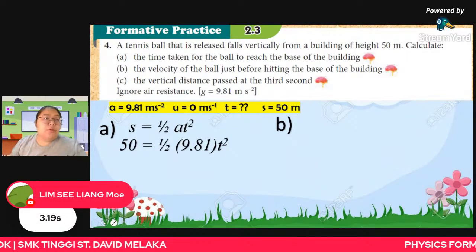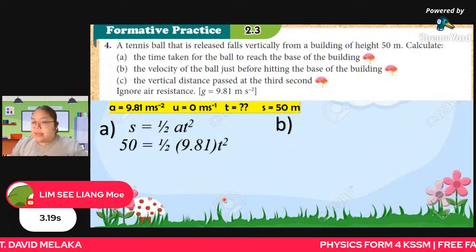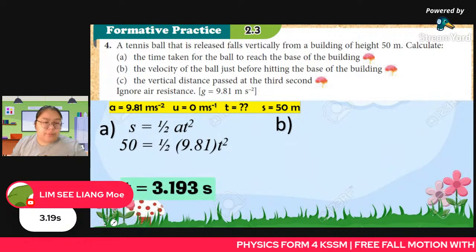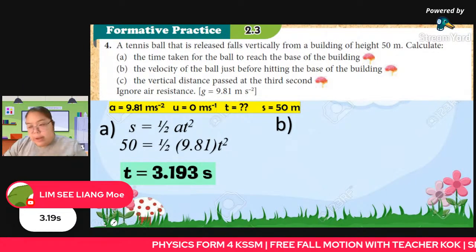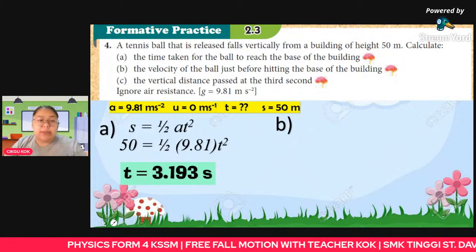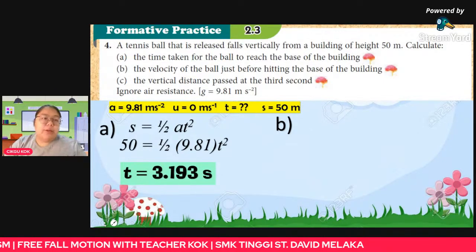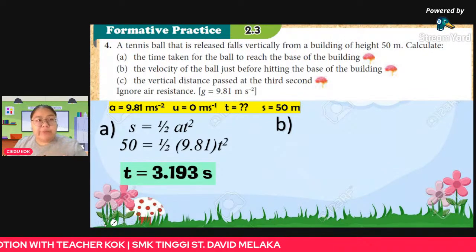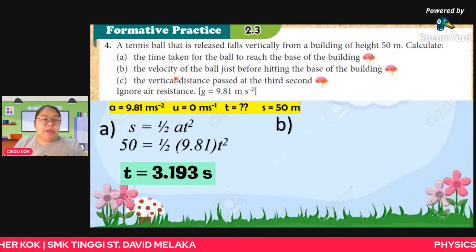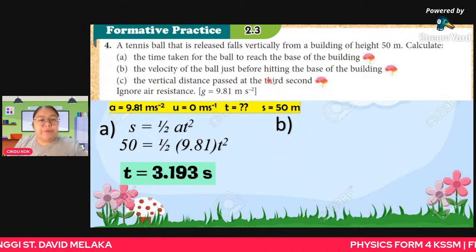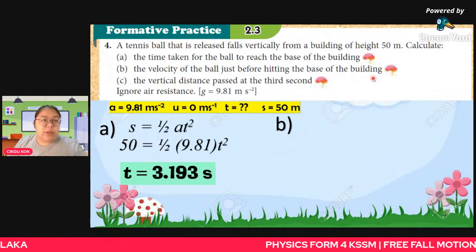Okay, so 3.19 second. So we go to proof. Yeah, 3.19 second, when they just let the ball come down. Okay, now it's B. So you're ready for the B answer. Okay, the velocity of the ball just before hitting the base of the building. Okay, before hit.